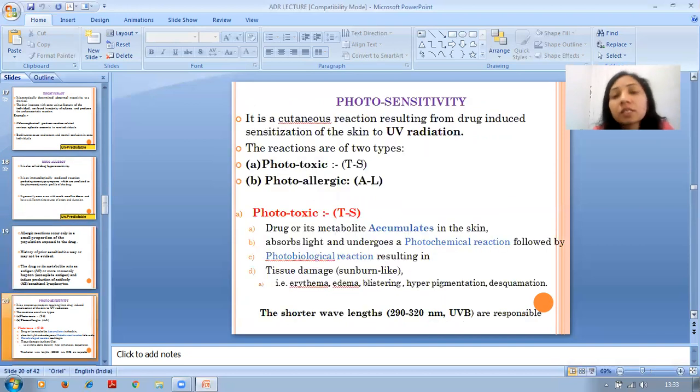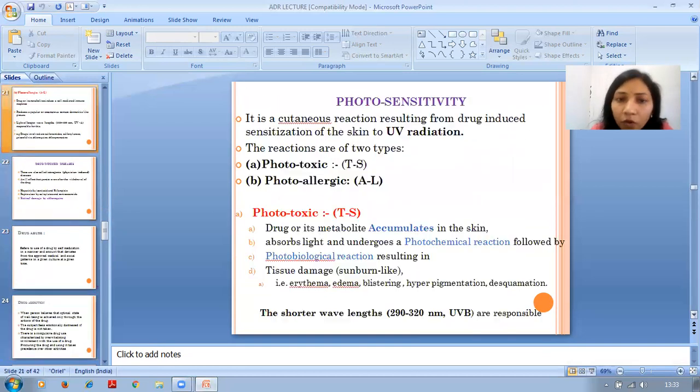Then we come to photosensitivity. What is photosensitivity? It is a cutaneous reaction resulting from drug-induced sensitization of skin to UV radiation. There are two types of reactions: phototoxic reaction and photoallergic reaction.